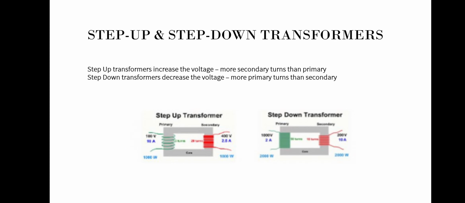Now there are two types of transformers. The first is step up and the second is step down. Step up transformers increase the voltage. They have more turns in the secondary coil as compared to the primary coil, whereas step down transformers decrease the voltage by having more primary turns as compared to secondary turns.